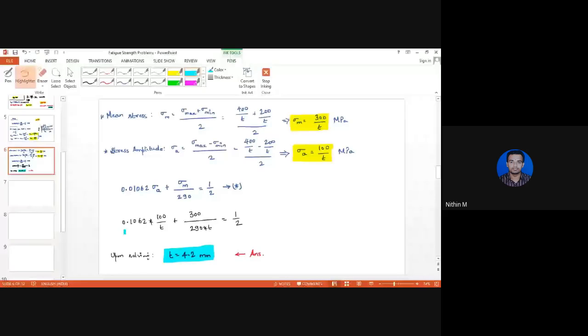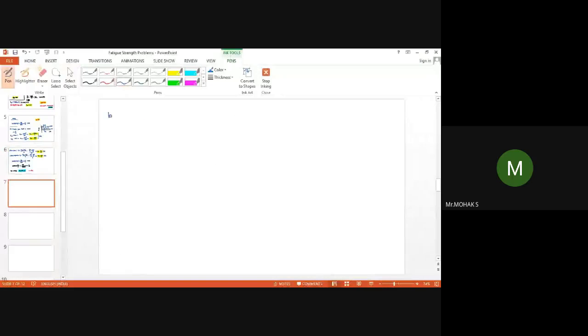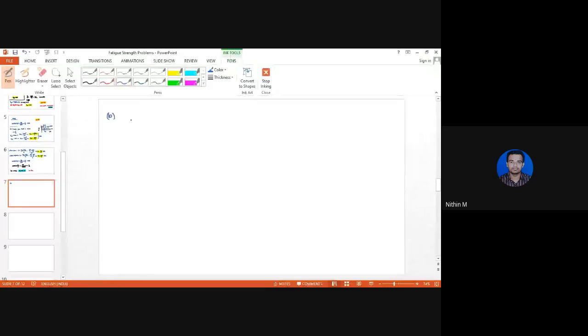So now similarly, let us try to solve case B. In case B, can someone tell me what is case B? The load varies from -10 to +20. Okay. So the load, that is the force, varies from -10 kilonewton to +20 kilonewton.